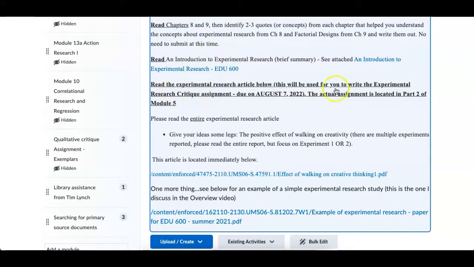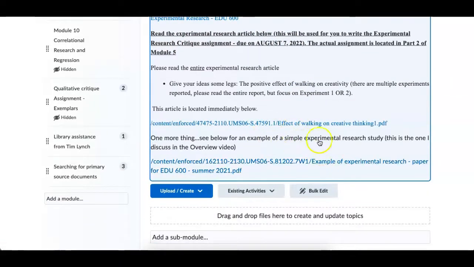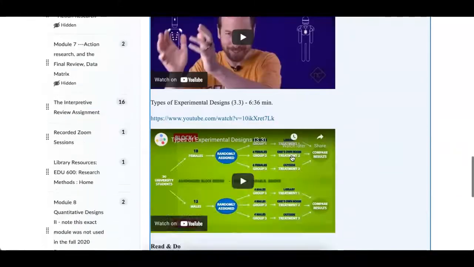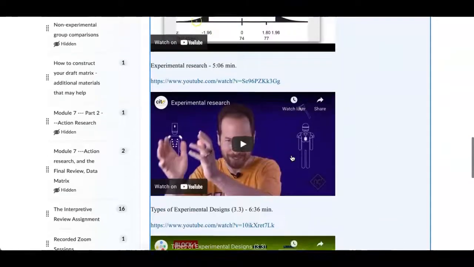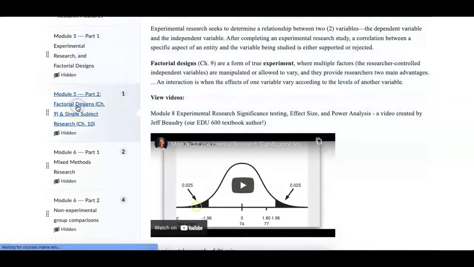Once again, what we have this week as far as assignments, we have an experimental research critique due here. I go through a really good example of what is a simple experimental research study. Right here, you can plow through that. So that's what's in part 1. Now, part 2. Let's switch gears, go to part 2.